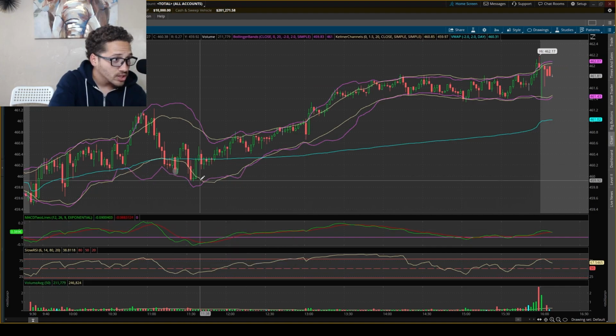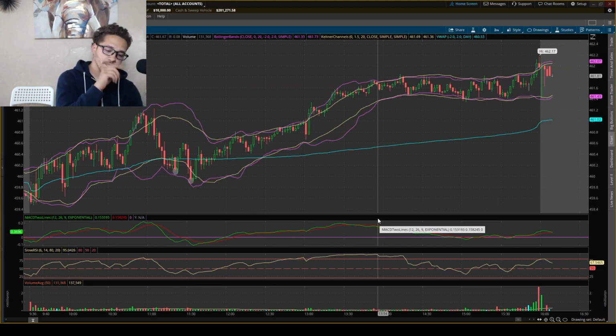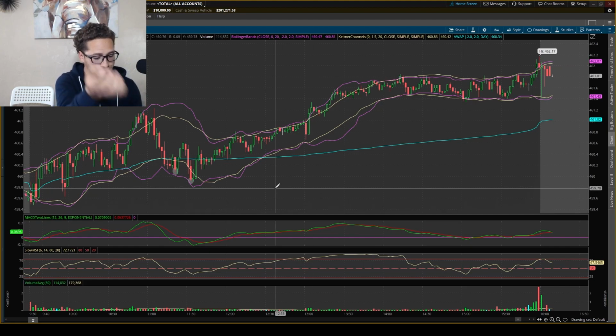So we got an entry here and we got an entry here. So we had two different entries for this day. So we didn't take no losses today. We took a small profit. It wasn't our take profit of $1, but it was a small profit of 30 cents.